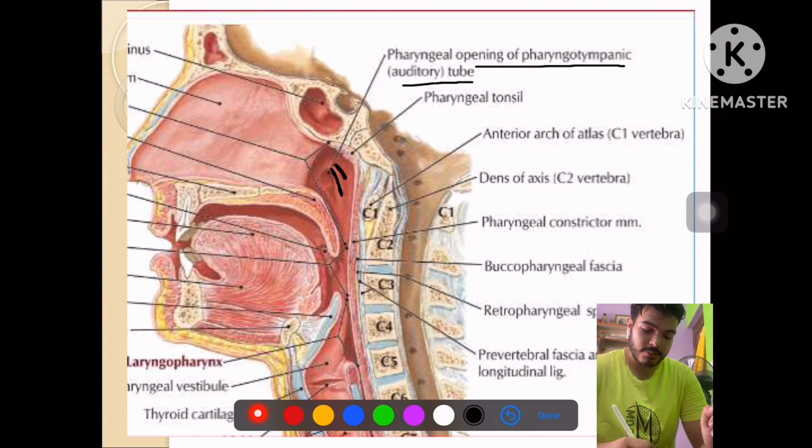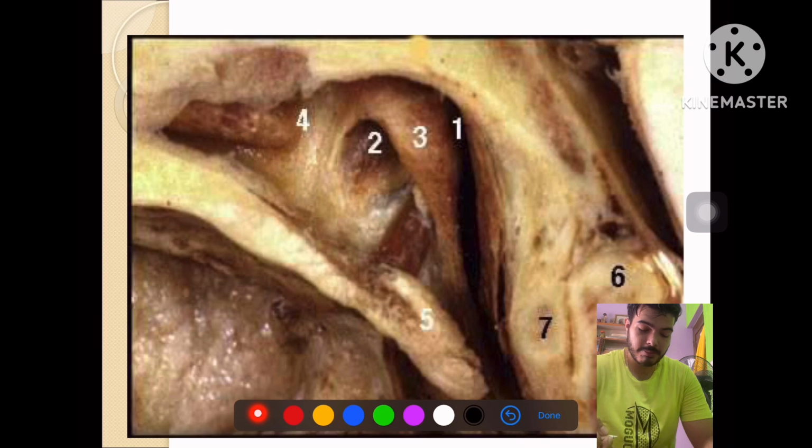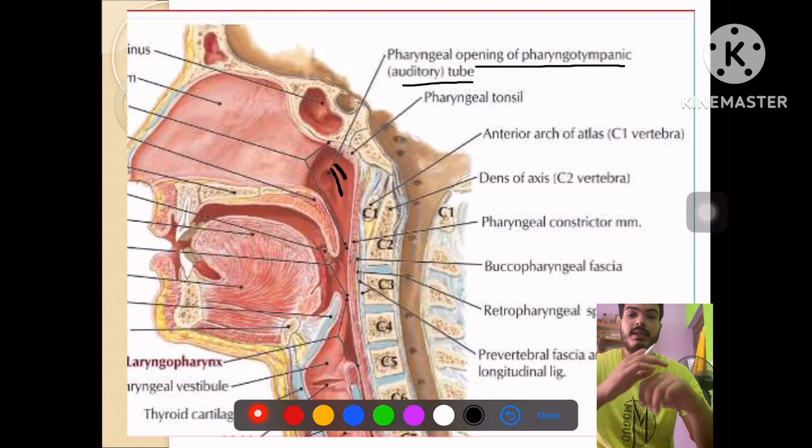So in this diagram, tell me which is the fossa of Rosenmuller. Yes, it is at this particular area. It might be the area of 1 or slightly above 1. Okay, this 3 seems to be the torus tubarius. So basically it arises from the fossa of Rosenmuller.